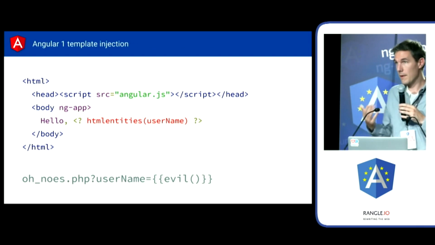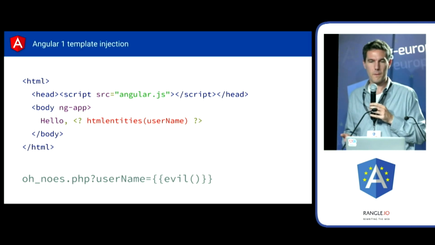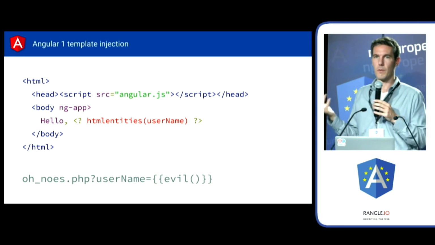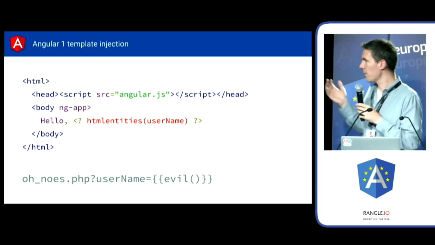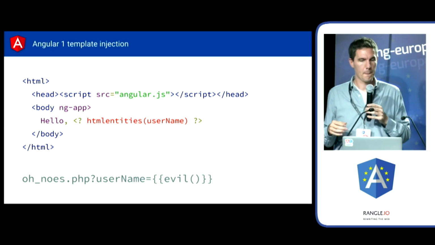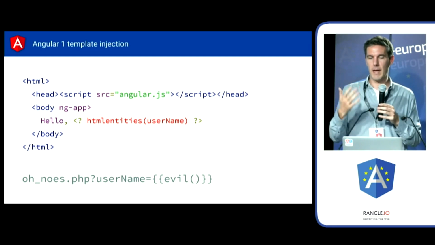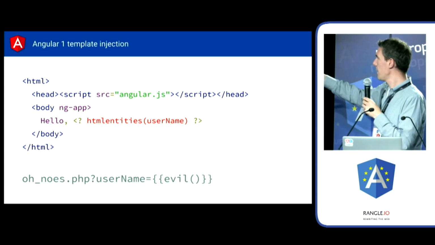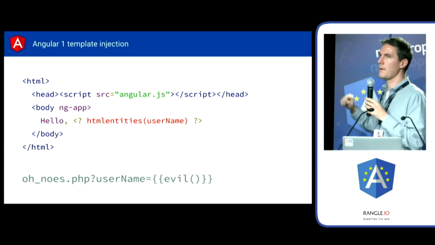And so there's another thing in Angular 2 that is quite different from Angular 1. In Angular 1, so imagine this is an Angular 1 application, and this is on the server side, we're running some templating language. This looks a lot like PHP, but it doesn't have to be PHP. So we have an HTML page, we have a head, which has a script tag for AngularJS, and then we have the body, which is an ng-app, and then we have hello, HTML entities username.